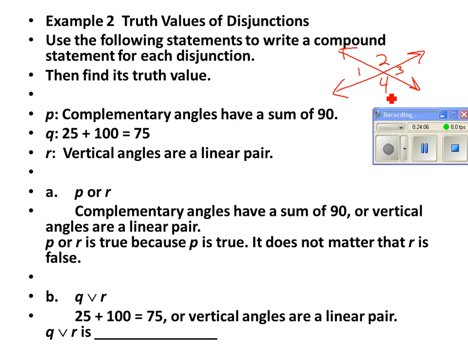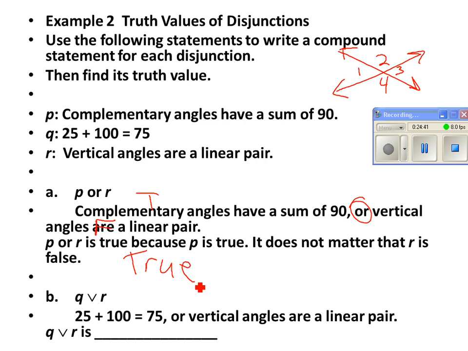P or R, sorry. P says complementary angles have a sum of 90. Is that true or false? True. Complementary angles add up to be 90. Second part. Remember we got or in here. Vertical angles are a linear pair. That's false. First part's true. We got or. Then false. What's the whole thing? True. Whole statement is true, because only one part of it has to be true for the whole thing to be true.